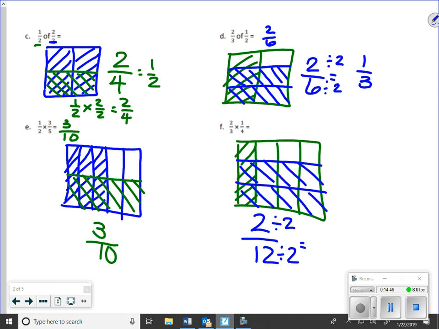2 divided by 2 is 1. 12 divided by 2 is 6. 2 times 1 is 2. 3 times 4 is 12.